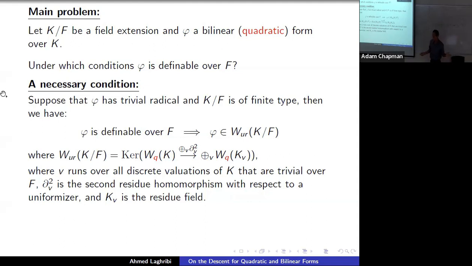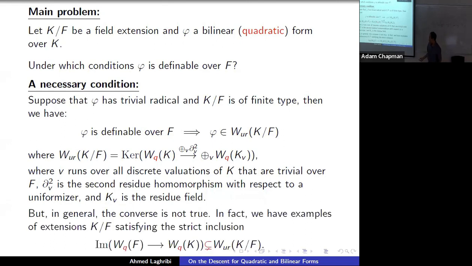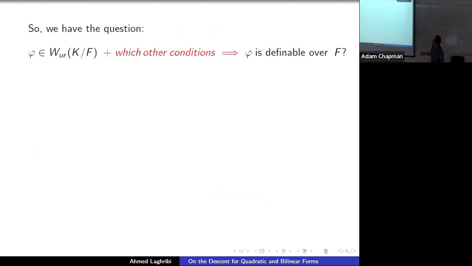Okay. And unfortunately, in general, the converse of this implication is not true. We have examples when this inclusion is strict. I will give an example later. Good. So we have a necessary condition, and to hope for definability, we should add something. So we have this question: phi is unramified. Which condition should we add so that phi is defined over F? And for the moment, K is general.